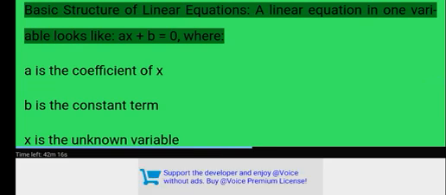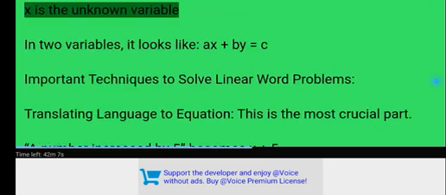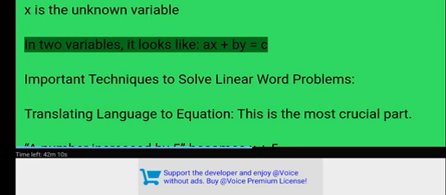Basic structure of linear equations. A linear equation in one variable looks like ax plus b equals 0, where a is the coefficient of x, b is the constant term, and x is the unknown variable. In two variables, it looks like ax plus by equals c.